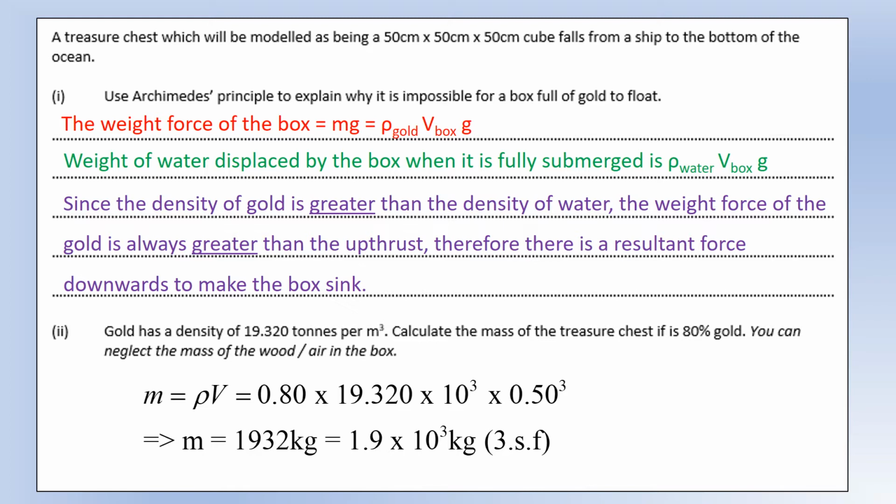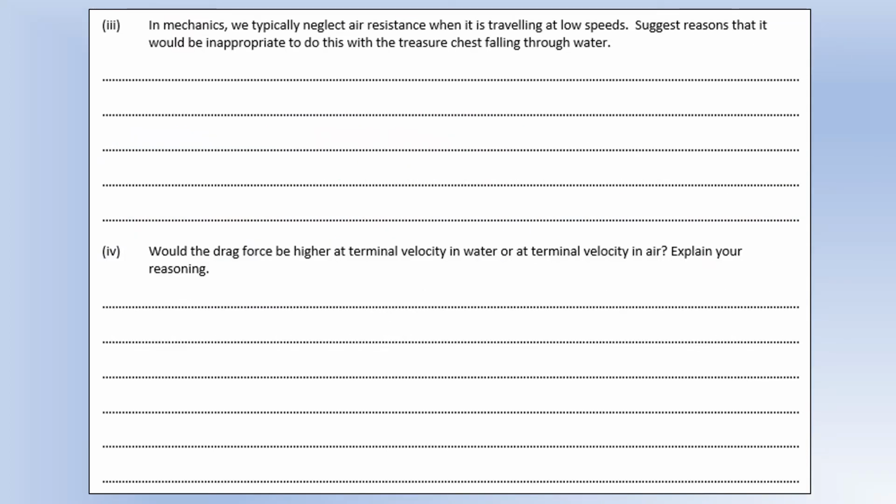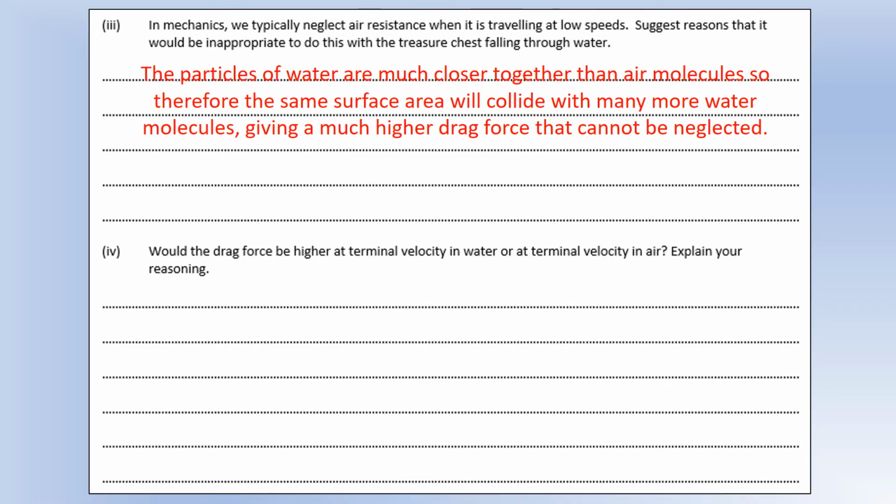In mechanics, we often ignore air resistance when an object is traveling at low speed. Suggest reasons why it would be inappropriate to do this with a treasure chest falling through water. The key here is to understand what a drag force really is. The particles of water are going to be much closer together than the particles of air because it's a liquid rather than a gas. So the same surface area of the chest will collide with many, many more water particles, and that's going to give a much higher drag force that you cannot neglect even at low speeds.